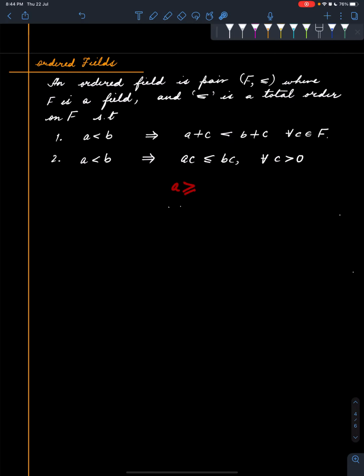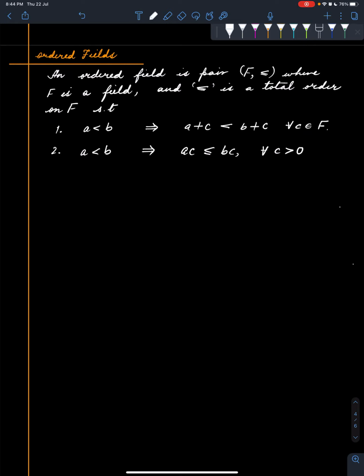So when we write A greater than or equal to B, what we mean is that B is less than or equal to A, because this symbol as such is not legitimate. We only have the one symbol, but we extend the meaning in a natural way. So there shouldn't be any confusion about that. Okay, so these are the two axioms that we insist on in an ordered field.